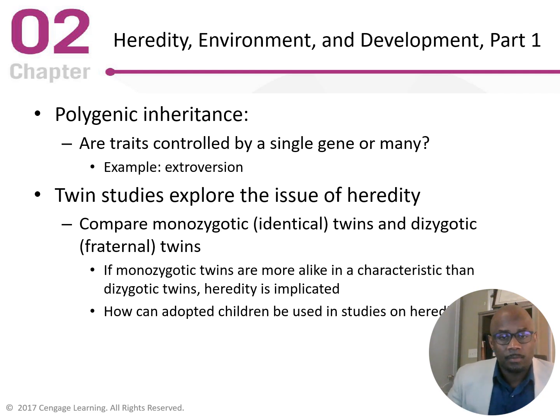Polygenic inheritance refers to traits controlled by a single gene or many. An example is extroversion. Two studies explored the issue of heredity. Compare monozygotic, identical twins, or dizygotic, fraternal twins. Monozygotic twins are more alike in characteristics than dizygotic twins. Heredity is implicated. How can adopted children be used in studies of heredity? Right. Because we may not have information about their parents and some of the traits of their parents.